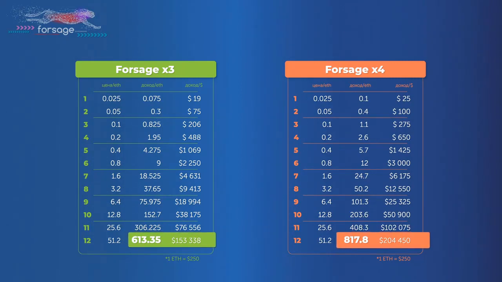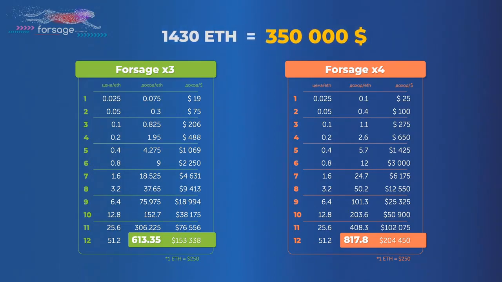613.35 Ethereum with X3 and 817.8 Ethereum with X4, totaling 1,430 Ethereum. At the rate of $250 of Ethereum, this is more than $350,000, and then you no longer need upgrades. All slots are activated, and endlessly through a circle of reinvests bring you income.